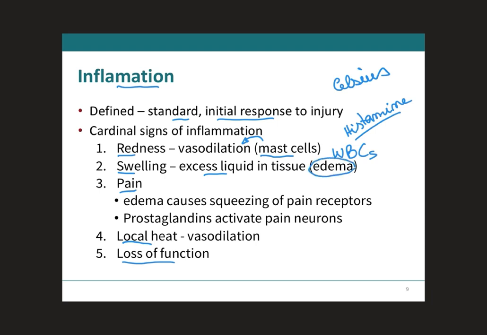The swollen tissues will squeeze the pain receptors, which causes the sensation of pain. And then prostaglandins, which are a group of lipids with hormone-like actions, are going to be released from these injured cells, and they will also activate pain neurons. You can take NSAIDs, which are non-steroidal anti-inflammatory drugs like ibuprofen, which will reduce the pain because they are going to inhibit the synthesis of the prostaglandins.